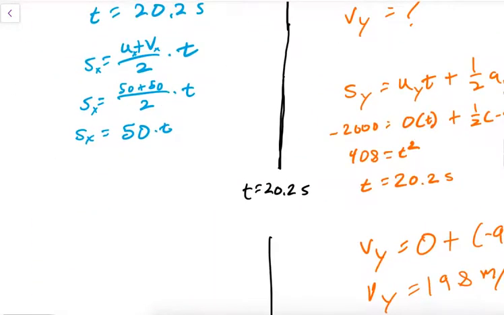So that's the good news. The x direction is pretty straightforward. And my time, I didn't plug in my time. Why didn't I plug in my time? It's 20.2.